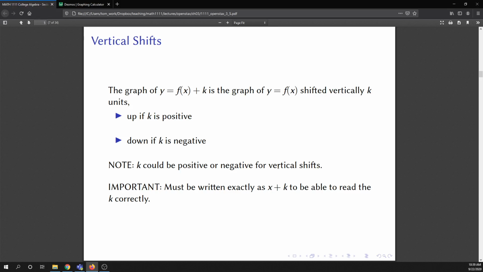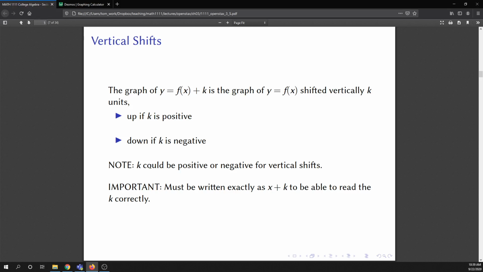All right, so first off is adding k to a function. The symbol for that, again, is y equals f of x plus k. What's going to happen to the entire graph? The entire graph is going to get shifted vertically when you do that. It's going to be up if this k is positive, and it's going to be down if this k is negative.